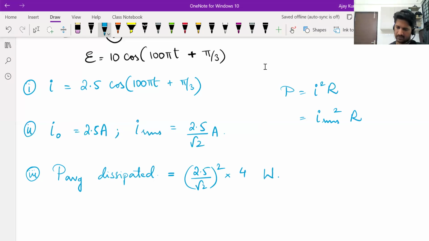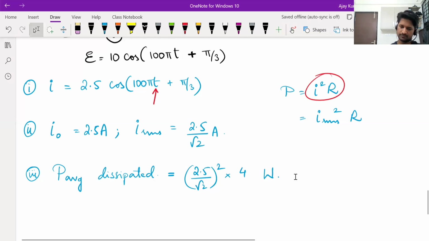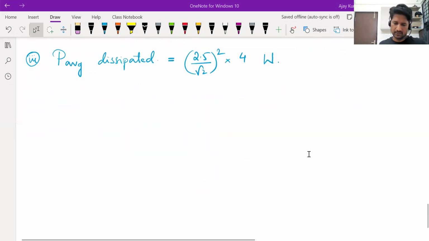Okay. They can even ask you what is the current at a particular time. You substitute t there, you will get the current at a particular time. Once you know current at a particular time, you can tell what is the power dissipated at that particular moment. Okay, such questions also can be asked. Okay, Isha, is this clear? Any doubts? No, sir. Fine, fine.